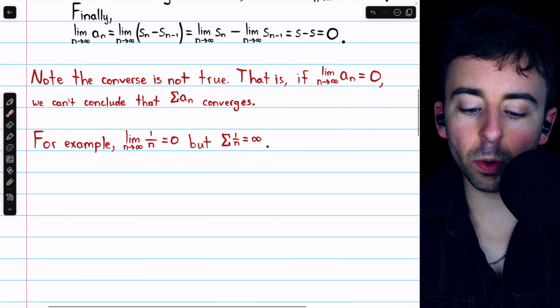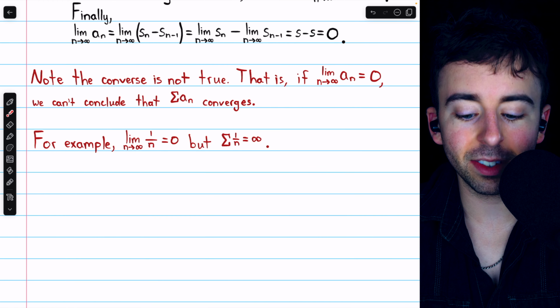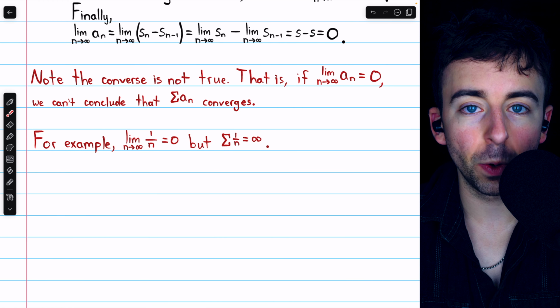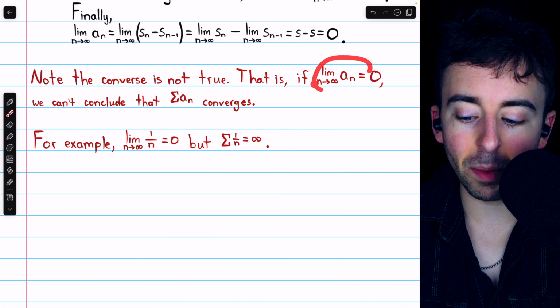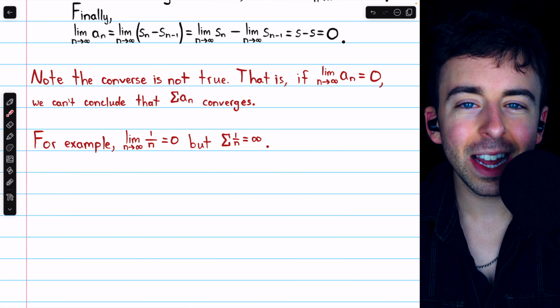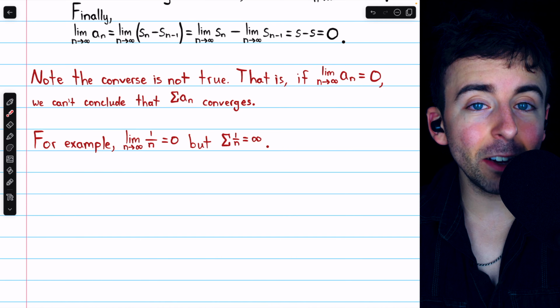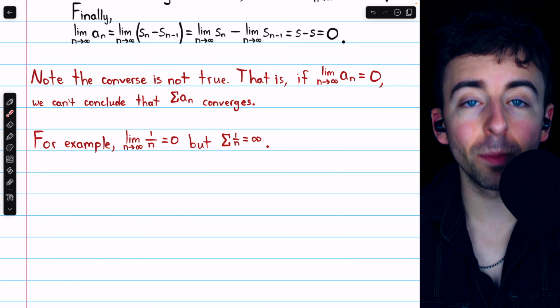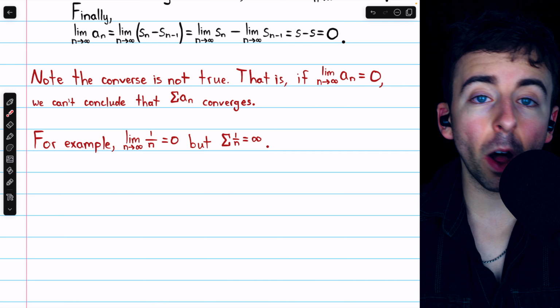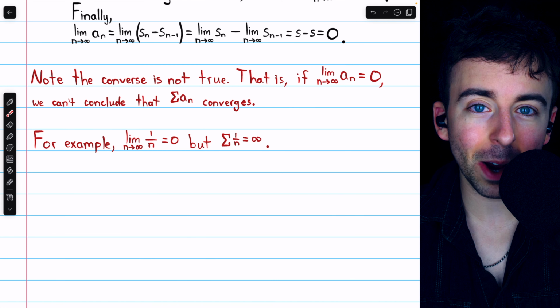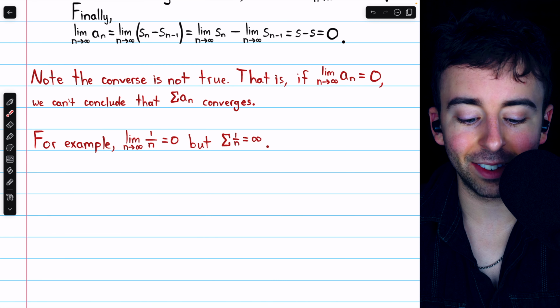It's important to note that what's called the converse of this statement is not true. So if all we know is that the limit of the terms approaches 0, that doesn't mean that the series converges. If the series converges, its terms have to approach 0. But if all we know is that its terms approach 0, that doesn't mean the series has to converge.